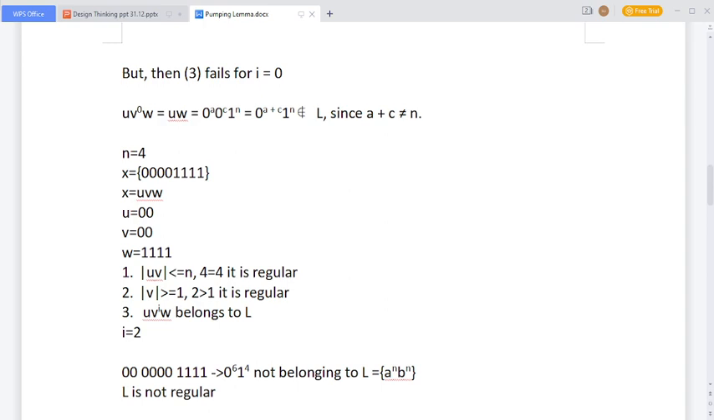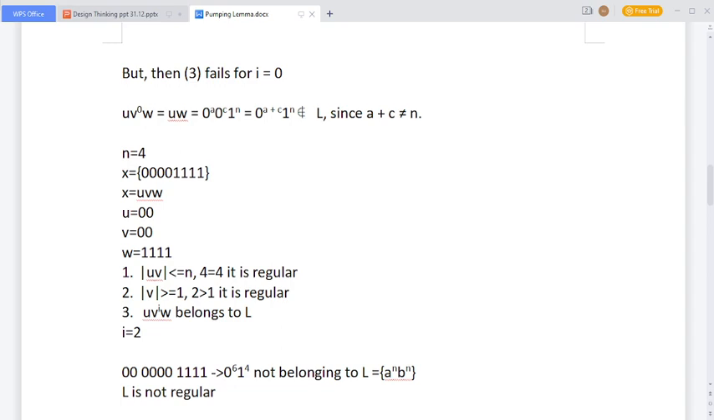What is the third rule? u v power 0 w. Here I am going to substitute 0 for the middle part, v. So this is the third rule. This is not satisfied by the language. u v power 0 w is only u and w, that is 0 power A, 0 power C, 1 power n.